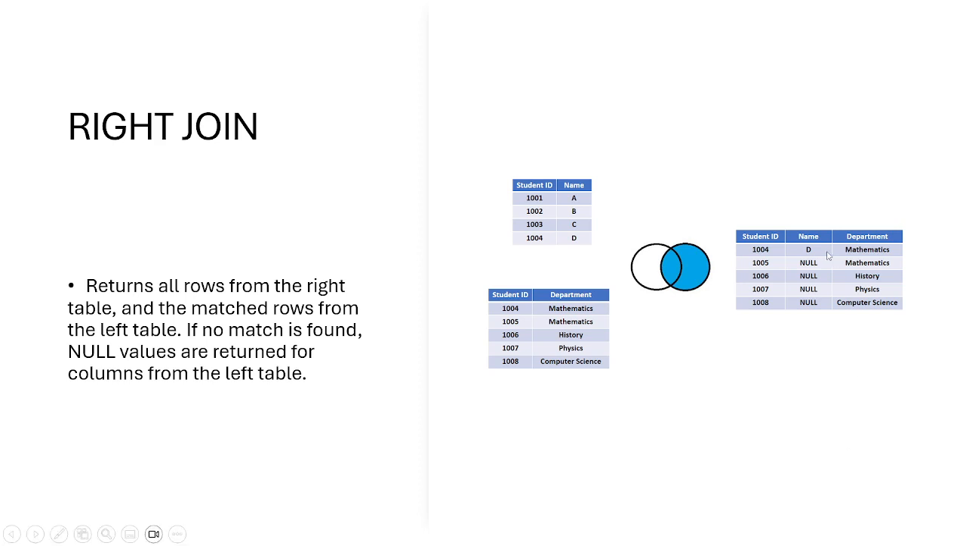So for example, we have the student ID and the name for the left table, and we have the student ID and department for the right table. For this type of join, it returns all the information on the right table and any matching one from the left. And if there's no matching one from the left, it returns null as the value. For example, we have student IDs 1004 to 1008 on the right table. So it returns everything, and for any matching one from the left, which is 1004, it returns the value. For the ones that we don't have a value for from the left, it returns no value in the result. And that's how the right join works, just the opposite of left join.